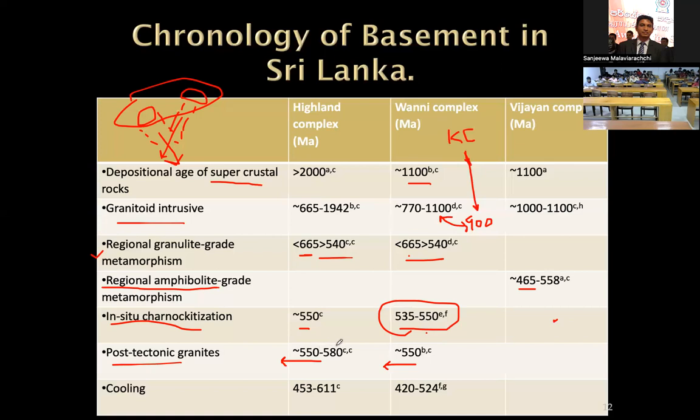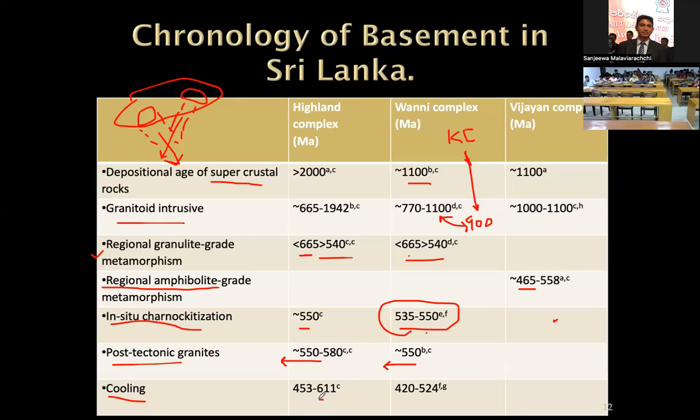Which is available only within the Highland and Vanni complex. This Thonigala is in the Vanni complex, right? That is the biggest one available, K-feldspar granite. And then there are some cooling ages reported, and of course these cooling ages should give younger ages, but old ages are also there.